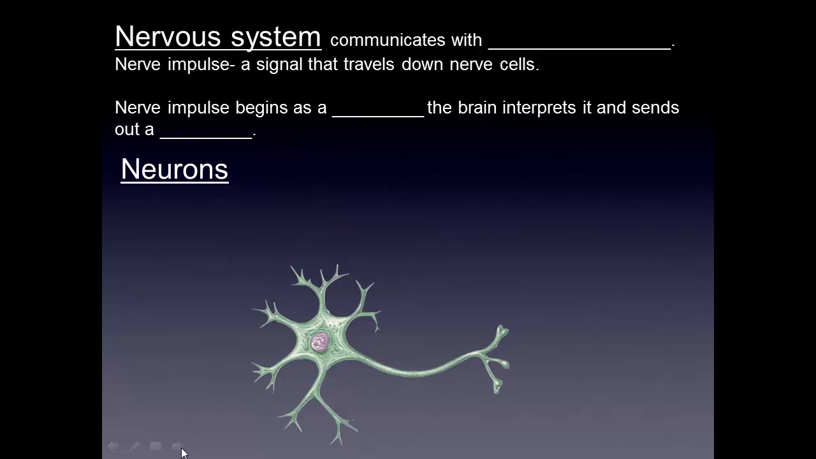So this is a neuron. Okay? And a neuron's job is to communicate, to send information from one part of the body to another through what we call nerve impulses.